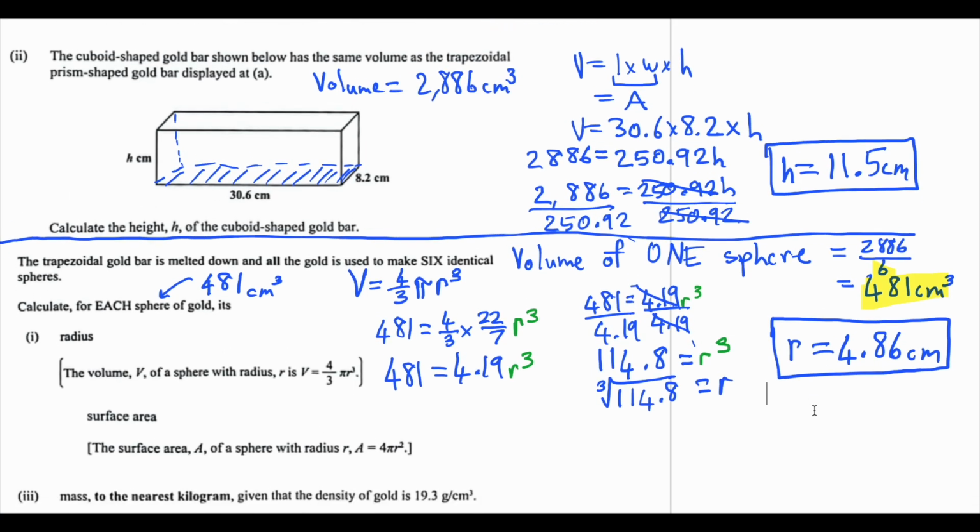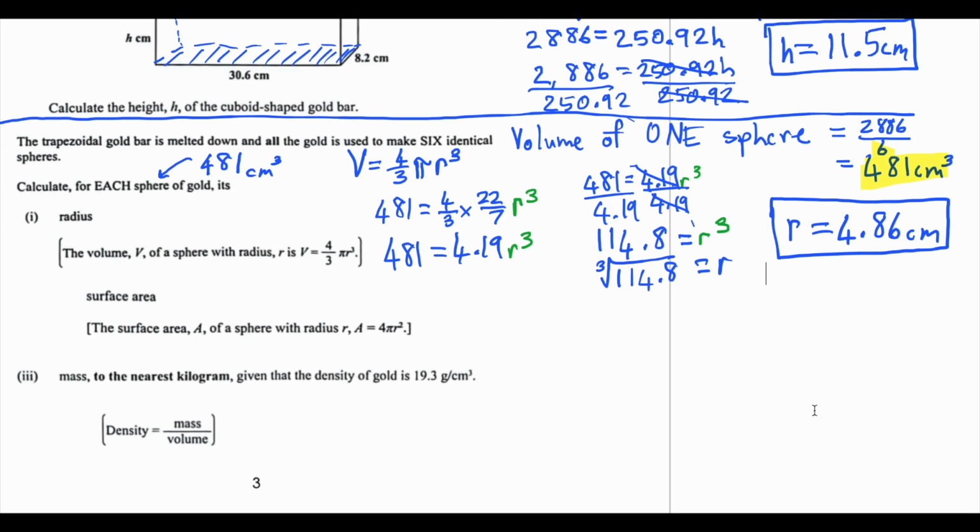They want us to do 2 more, the surface area. So the surface area of a sphere with radius r. This is the area they give us for the sphere.